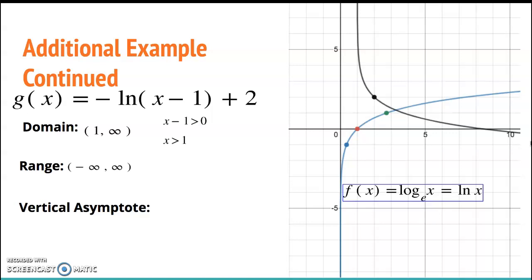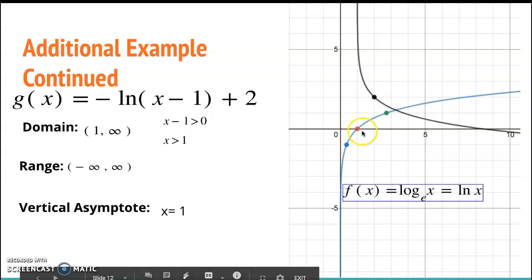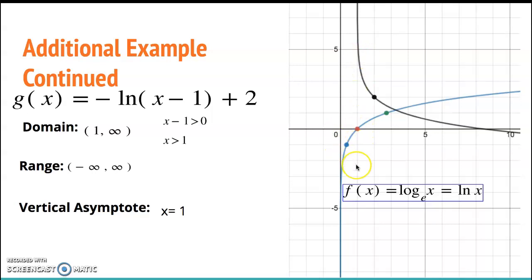And your vertical asymptote has to do with your domain as well. So if you're approaching 1 but not reaching 1 on the x-axis, then your vertical asymptote is at x equals 1. You can also think of it as a transformation. So if your parent function has a vertical asymptote at 0 and you move right 1 unit, your vertical asymptote is now sitting at x equals 1.